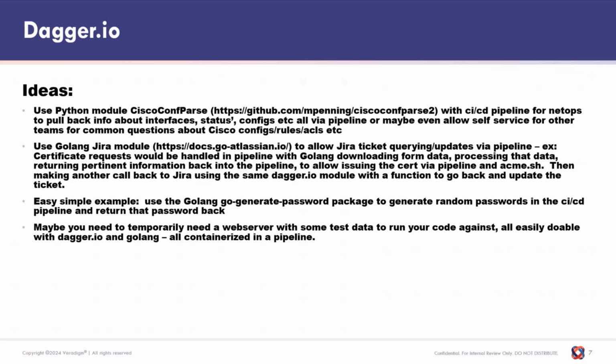I tried to think of a super simple one, and I know this is a really simplistic one. There is a Go generate password package for Golang. You can literally call this without installing Go on the runner or anything along those lines, just install this package inside of Dagger, and you can generate random passwords in your pipeline without having to install or write any code, other than saying, use this package to generate it and return it. And I know that's a simplistic one, but it gives you an idea of how I can just plug in something simple where I could leverage this.